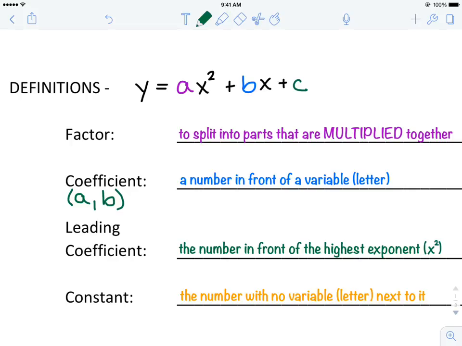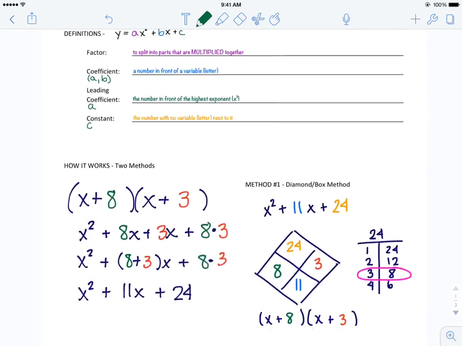Now our leading coefficient is the number in front of the highest exponent. In this case, x squared is our highest exponent, so a is always going to be our leading coefficient for quadratic trinomials. And finally, a constant is a number with no variable or letter next to it. In this case, this is going to be called c. So for all of our quadratic trinomials, I will refer to the leading coefficient as a and the constant as c. Again, pause it if you need those definitions, but I'm going to move on to show you some examples.